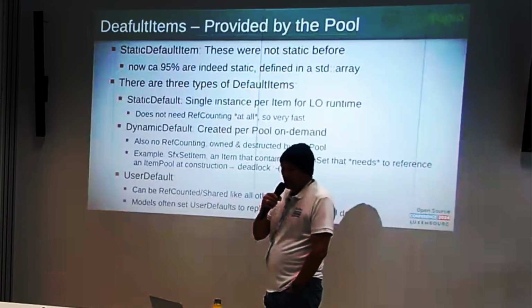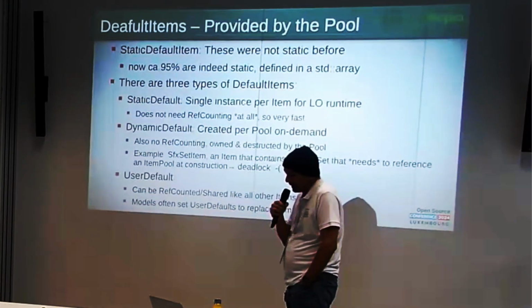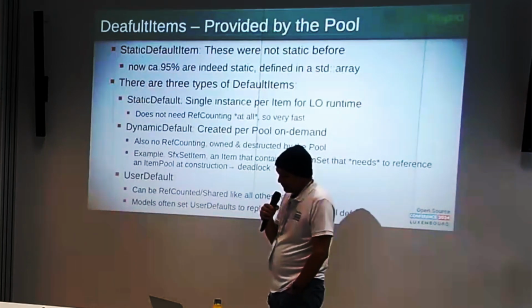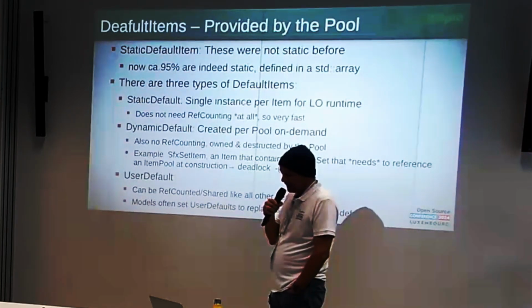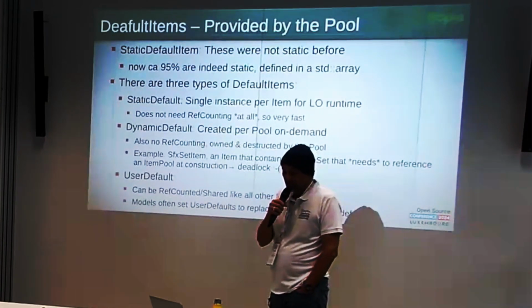And there are the user defaults. These are really unproblematic. They can just be expressed as normal items. They can be shared globally. They can continue to exist when the pool goes down.